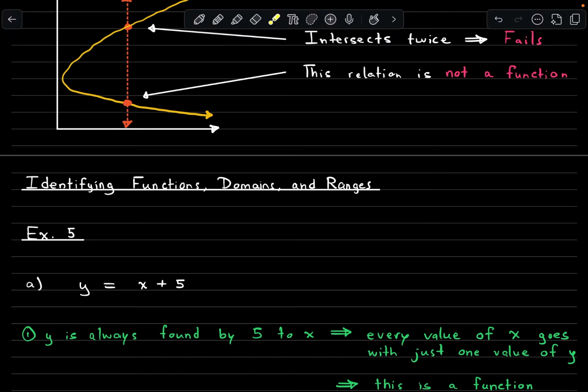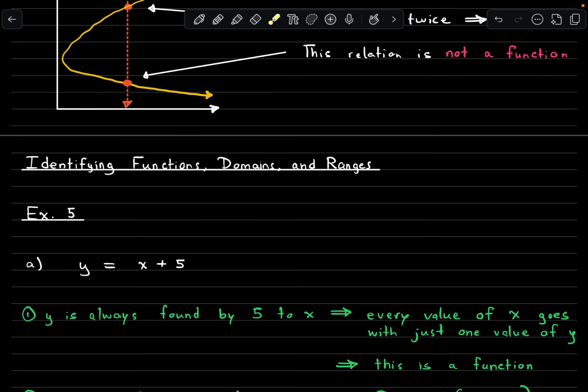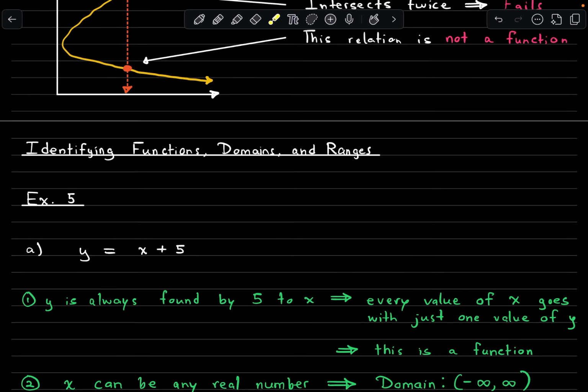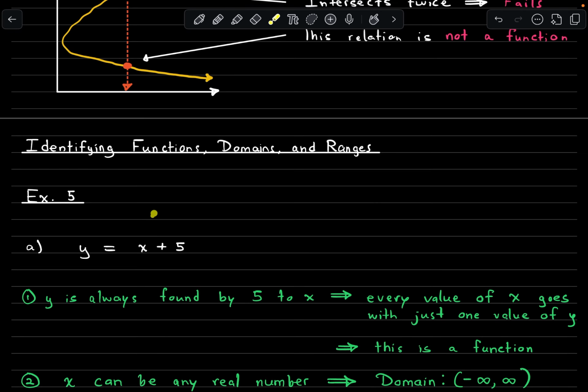Now, as far as domain and range are concerned, for domain, it doesn't appear that there's any sort of restriction. I can just plug in any x value. I don't have to worry about square roots or a denominator becoming 0 or anything like that. So I can just plug in any x value or any number for x. And that means our domain is going to span from negative infinity to positive infinity.